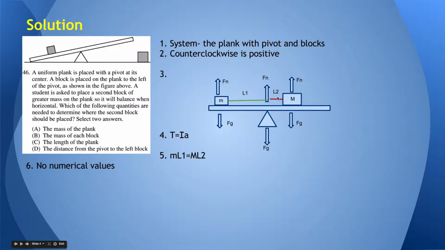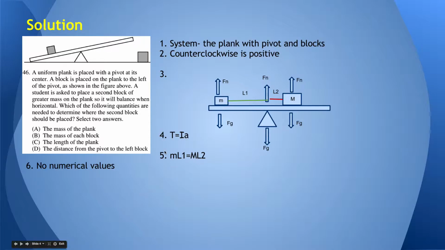So basically, this shows that all the forces are balancing each other out right now. So this is not moving. The acceleration is 0 right now. And I also put these in to represent that the length from the block of lesser mass to the pivot is L1, and the length from the block of greater mass to the pivot is L2. Now, number 4, we're going to explicitly write that torque equals inertia times alpha.